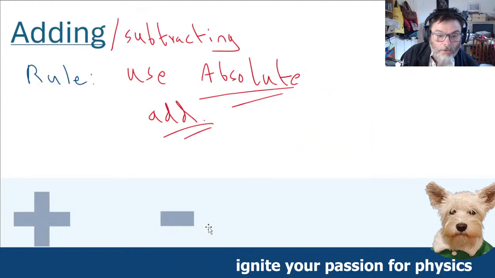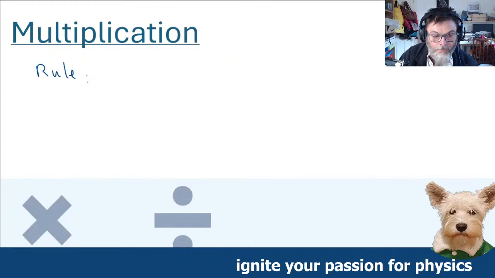So the rule, when you're adding or subtracting, you just add the absolute errors. Okay, so that's the first bit. So let's move into the multiplications now. This time the rule is very similar.